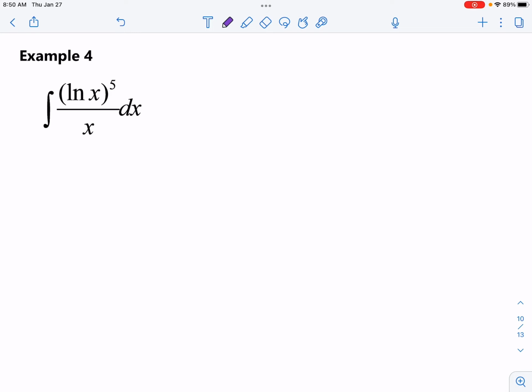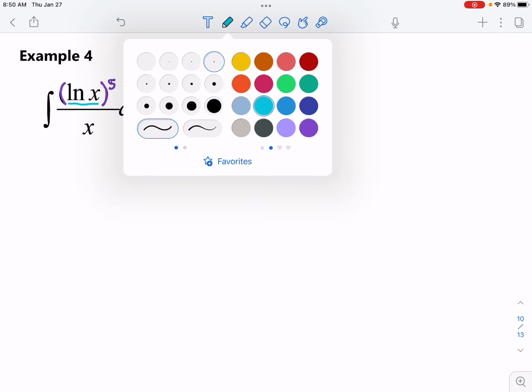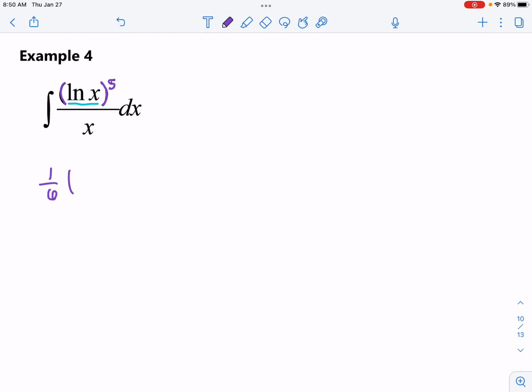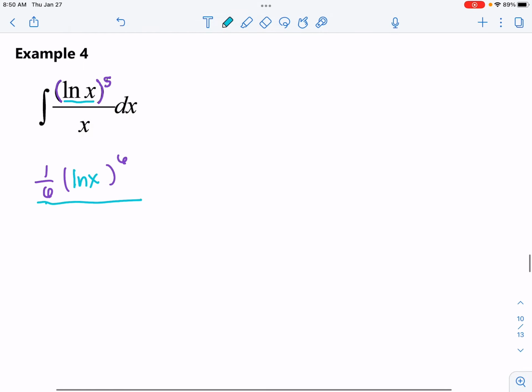All right, we have our outside function is what in this case? X to the 5th power, right? And our inside function is ln of x. So when I anti-derive the outside, I get 1/6 x to the 6th. I'm going to hold everything else, the inside function, as well as the inside function's derivative. Okay, there's step 1.